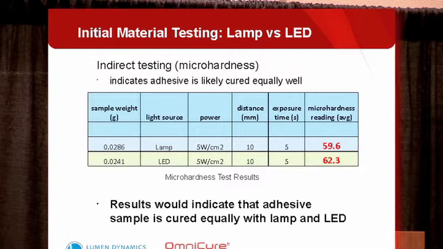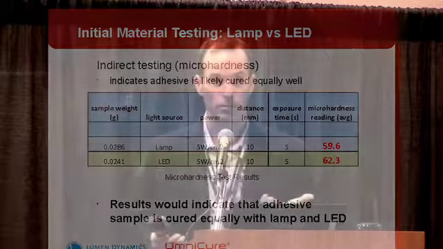So in this case, we took an adhesive that we knew, if we cured it with the lamp, we would get it fully cured, and we reached a micro hardness of right around 60. We took the same adhesive, replaced our lamp with an LED system, in this case a 365 nanometer LED system, and we achieved a micro hardness even a little bit better. So based on this, it would at least indicate that the LED system did cure the adhesive at least as well as the lamp system.